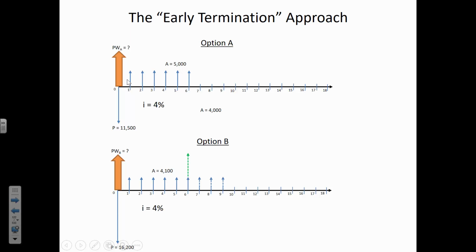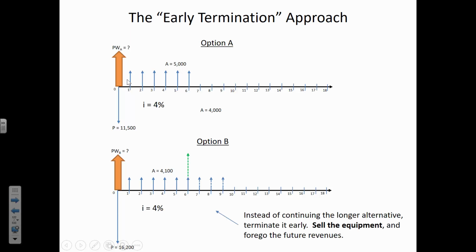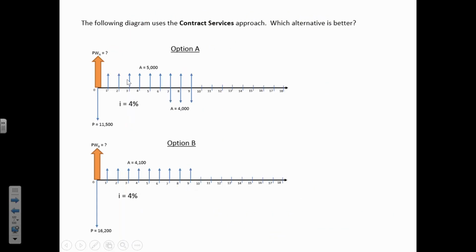Okay. So any questions about contract services or early termination? All right, so we sell the equipment early. Here is today's in-class exercise. I have 2 problems for you. On the front side of the paper is a contract services problem. On the back side of the paper is an early termination problem. And so you're going to get some additional practice with each of these techniques to combine with what we've already done using LCM.